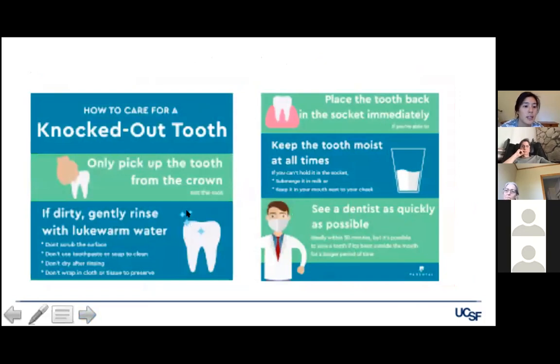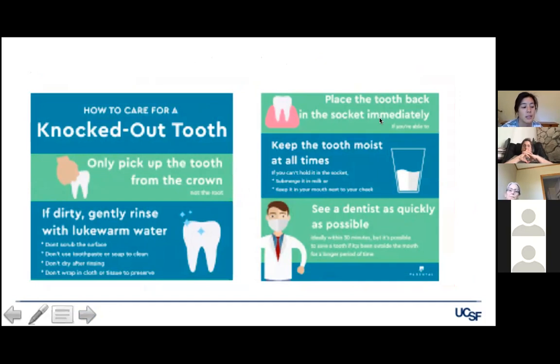So to summarize, a patient comes in, knocks his front tooth out. You only want to touch it by the crown, never the root, because of those stem cells. If it's dirty, we want to rinse it off gently. We can use lukewarm water or normal saline, but never wipe the tooth, never dry the tooth, and place that immediately back into the socket.